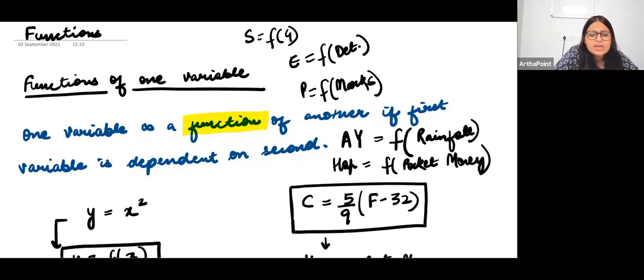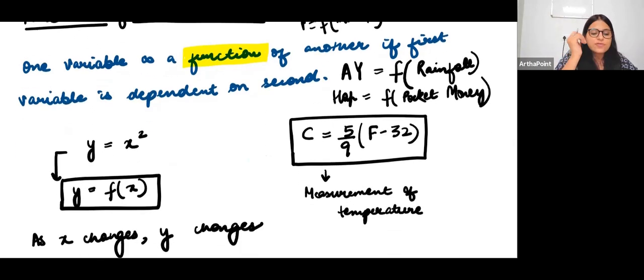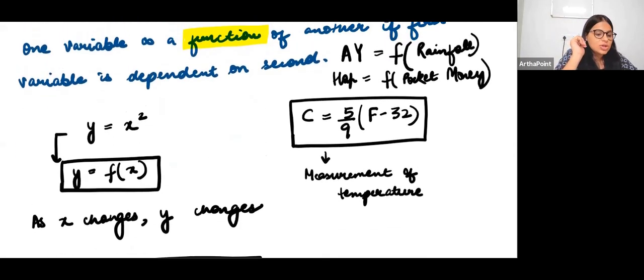What is the only thing that I want to understand? One thing depends on the other. Salary depends on the gender. So what depends on the other is a function of the other thing. Let's see a few more examples from maths. So when I say y is equal to x square, I am saying that y is a function of x.